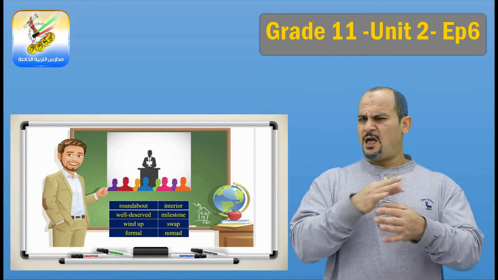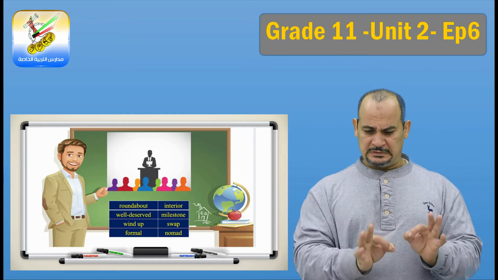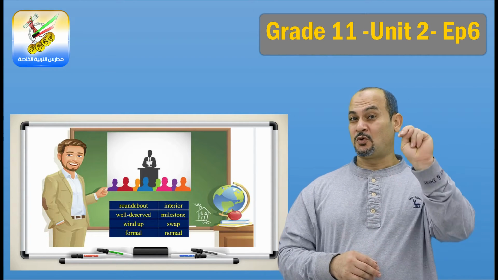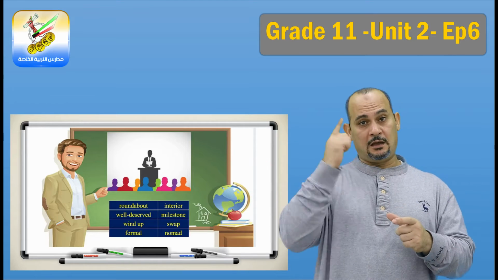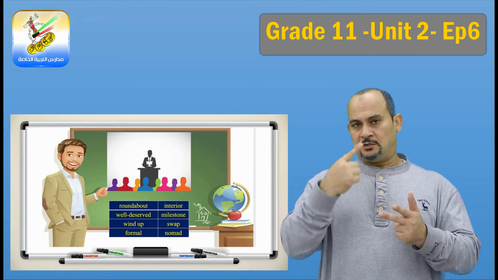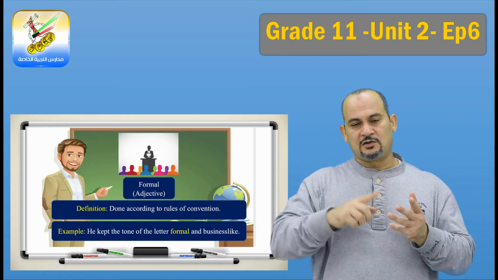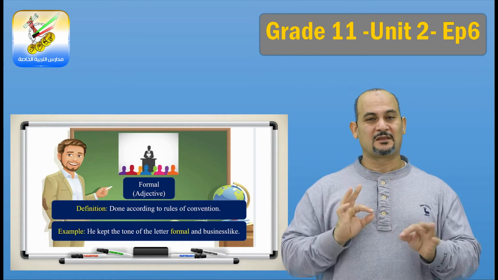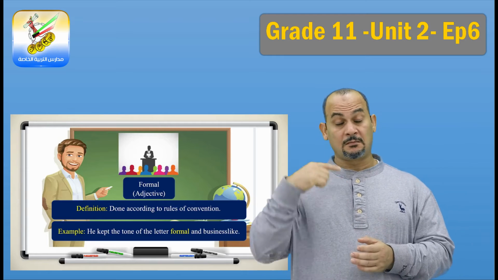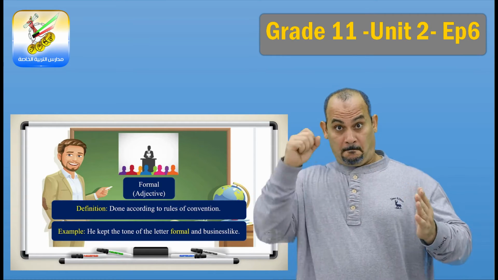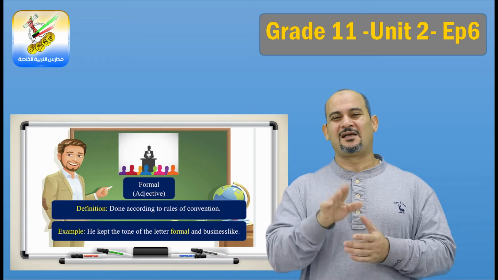We have a picture of a man speaking to a crowd. He's speaking to an audience. And he's wearing a suit. He's well suited up, and he's making a speech. So this is an event. It's a formal event. So formal is an adjective. It means done according to rules of convention. For example, he kept the tone of the letter formal and business-like. So that's the word formal.